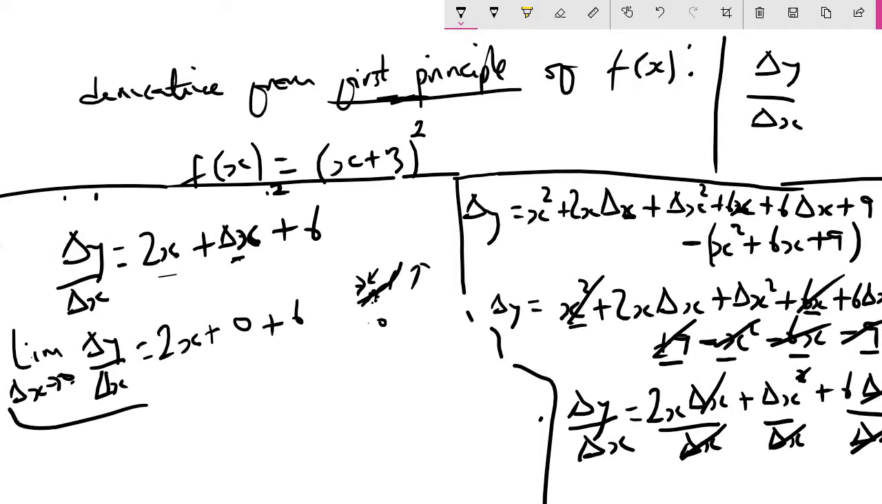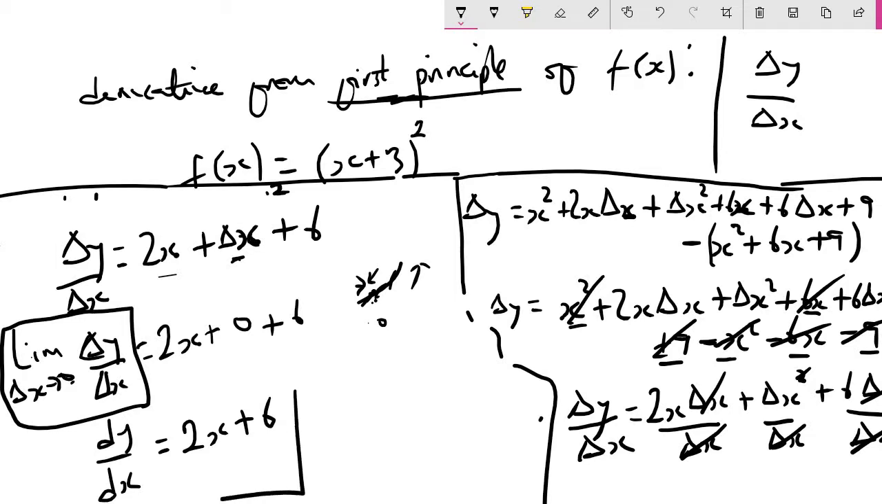Now this expression, the limit of changing y over changing x as changing x approaches 0, is what we call the derivative dy/dx. And this is equal to 2x plus 6. And that is our final answer. That is the derivative from first principle of x plus 3 all squared.